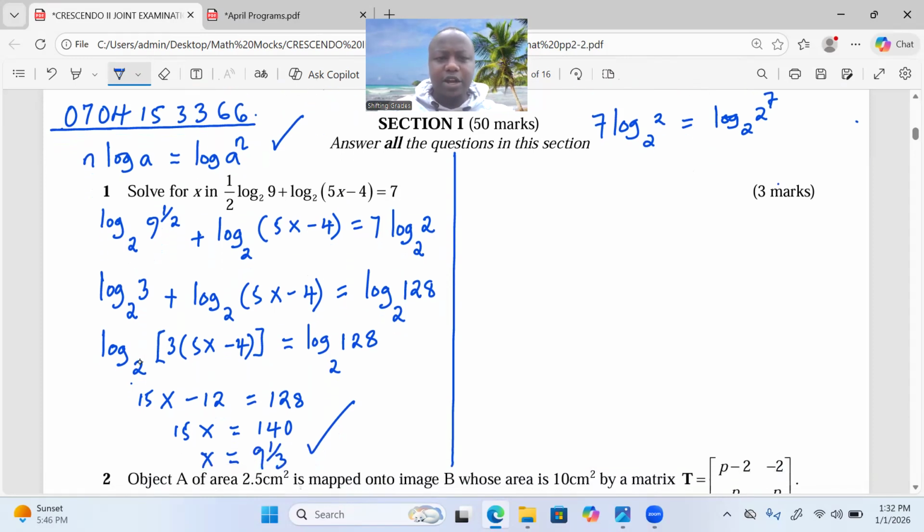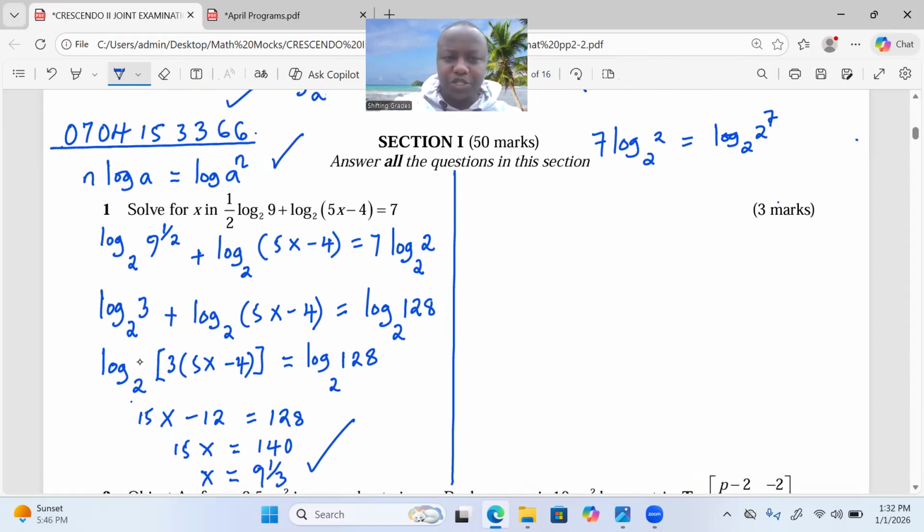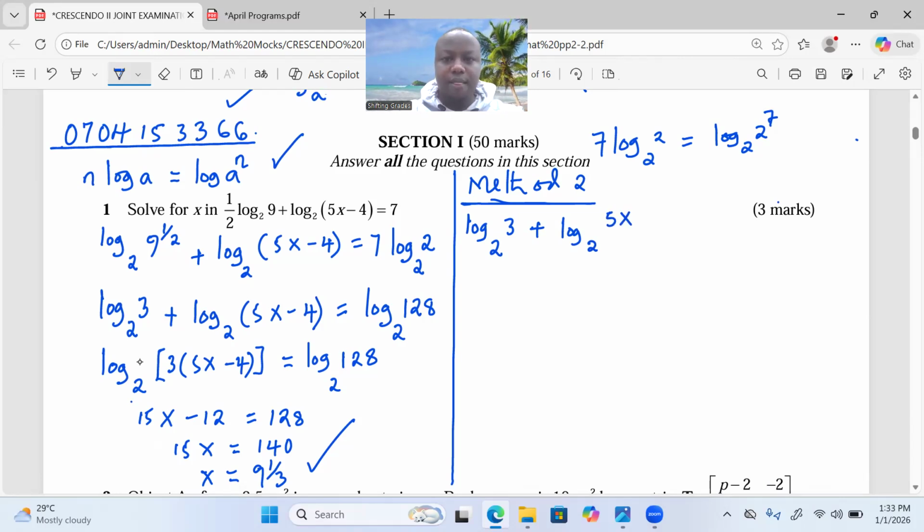Can we check the second approach to this particular question? It's a very good question. So method 2, or alternatively, when you look on the left-hand side, we can start by applying the same laws that we began with. And we say the log 2 base 2, instead of 9, 9 is now raised to power half, making it 3. Then plus the log 2 base 2 of 5x minus 4. This is equal to 7.